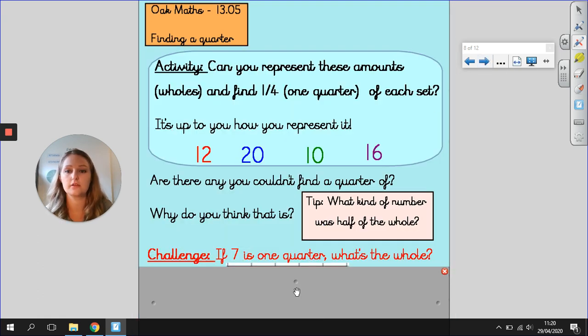Okay, so your turn. Can you represent these amounts, these wholes? Okay, so maybe your whole is going to be 12. Can you try and find 1/4 of each set? And it's totally up to you how you represent it. So the numbers I'd like you to have a go at are representing 12 and find 1/4 of 12, 20, 10, and 16. Go have a go. Pause the video.